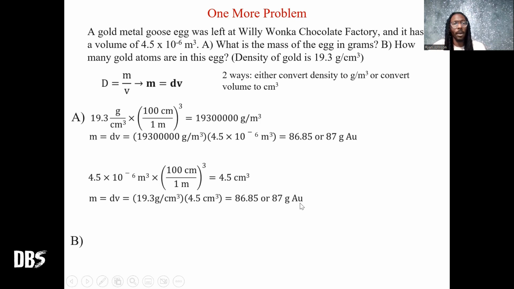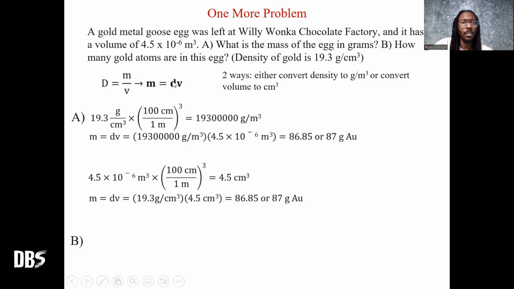Now, once we figure out the mass of our egg, which in this case, like I said, is a pretty big egg at 87 grams. Like, come on. That's pretty big. And that's just gold. I mean, I guess it depends on what you say big is. But 87 grams.